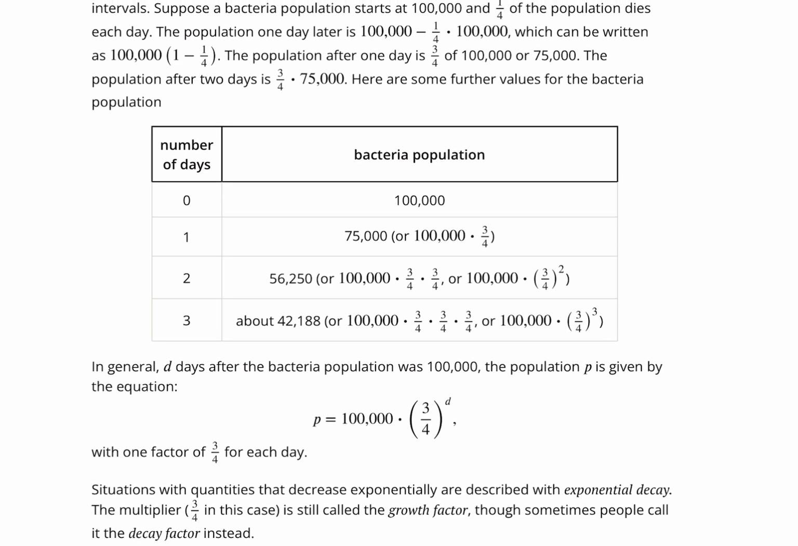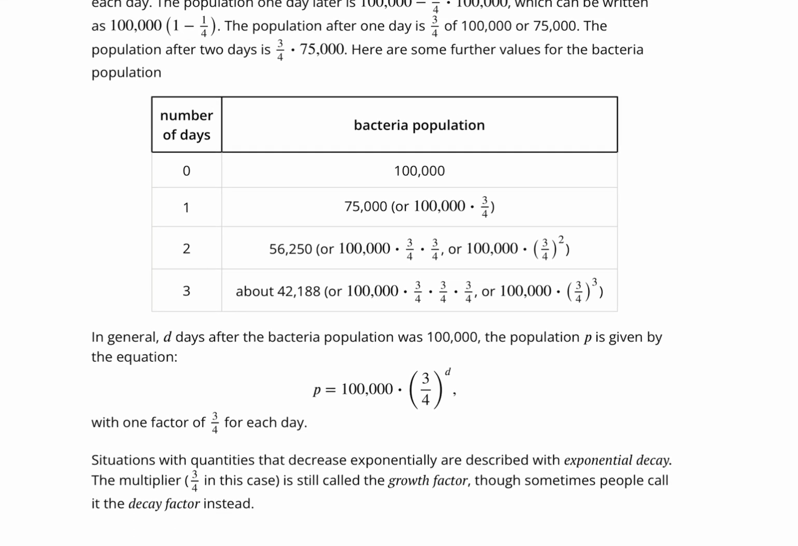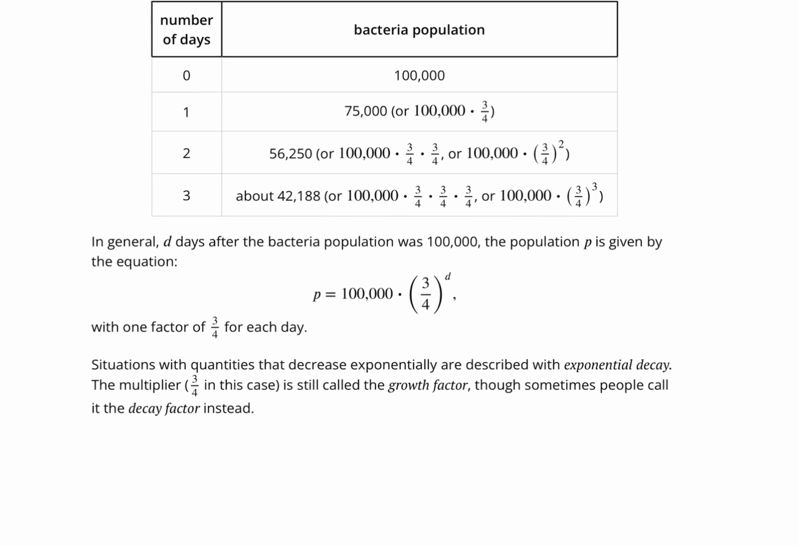Here's a situation that you can look at with a bacteria population that is decreasing by the same factor at regular intervals. So you can see if it starts at 100,000, we're going to be multiplying that 100,000 by some power each year. And the power is how much of its value or quantity is retained. So in this case, because the bacteria population loses 1/4 of its population each day, then the remaining population is 3/4 of the previous population. So we'll be multiplying by a power of 3/4 each day. The power is determined by the number of days.